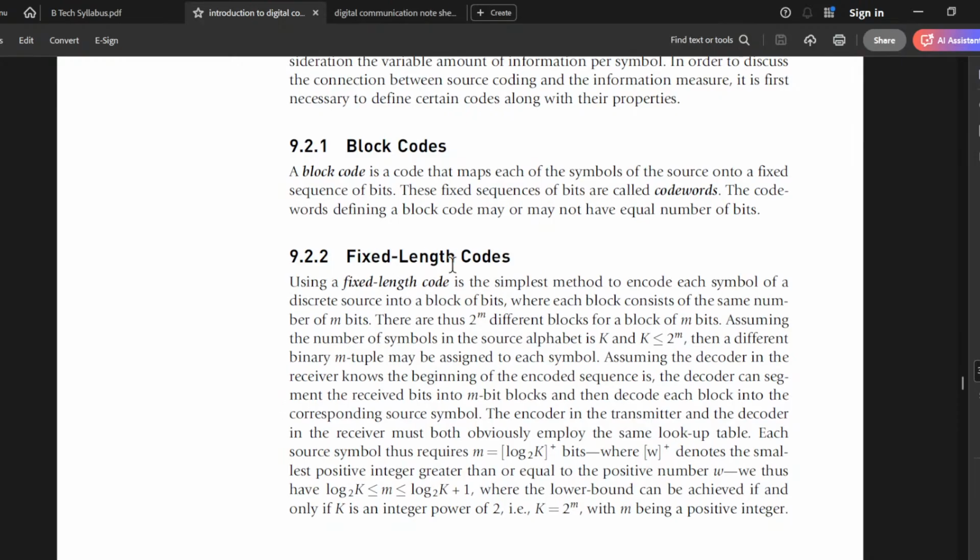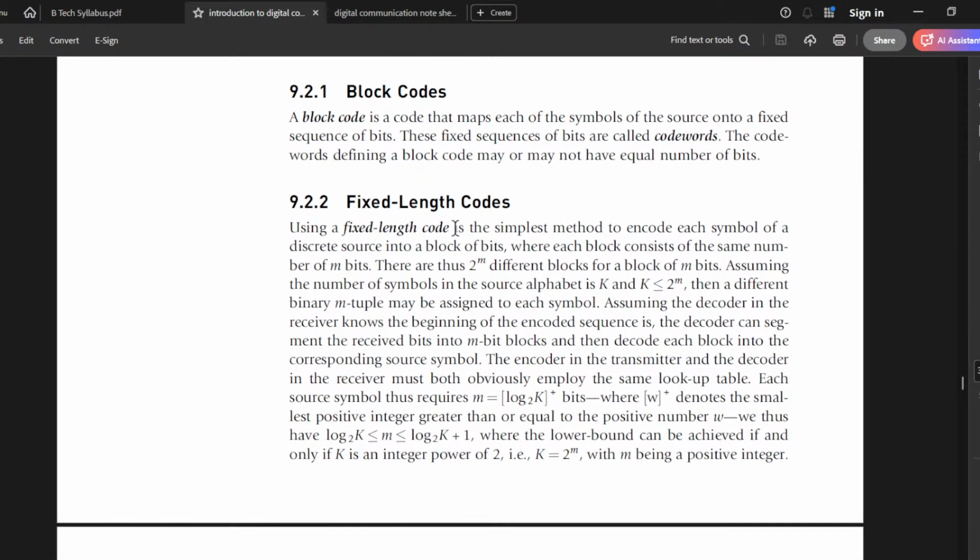Fixed length codes. Here, the length of the code word can be or cannot be equal number of bits. But here, I think it is because it says fixed length. The simplest method is to encode each symbol of a discrete source into a block of bits, where each block consists of the same number of bits.